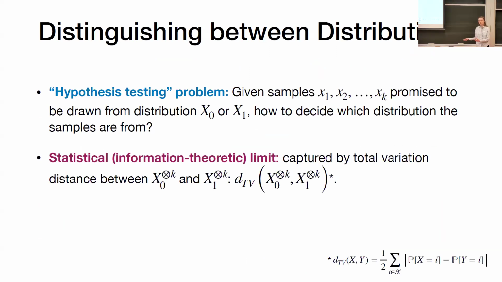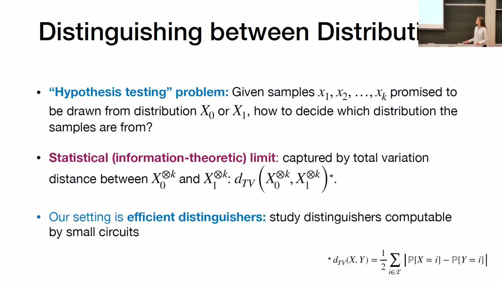One lens that we could view this through is that of statistical limits. So what is the information theoretic ability to distinguish between the two distributions? Now this is captured by the total variation distance. In our paper, we instead look at the setting of efficient distinguishers. So we study distinguishers computable by small circuits.